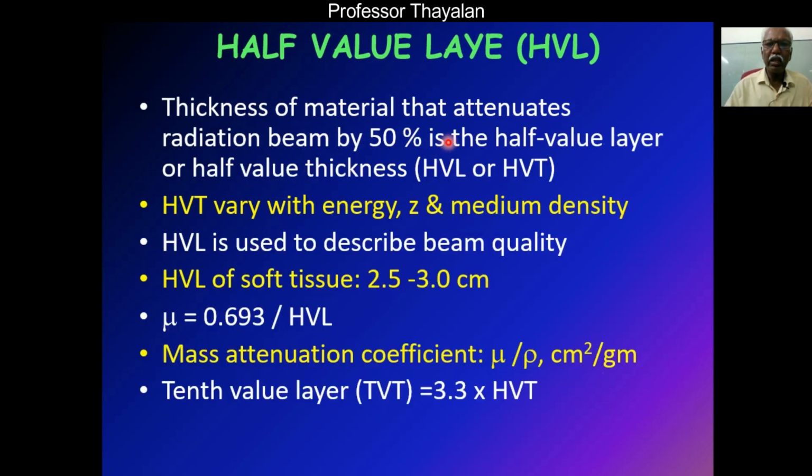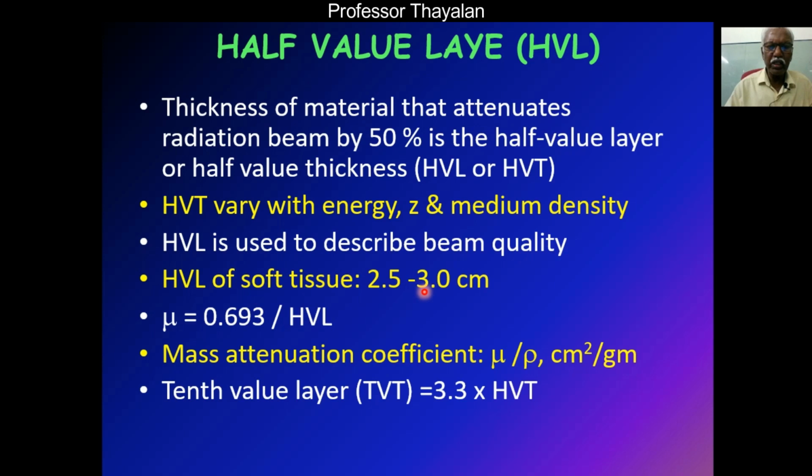Radiation quality is described by half-value layer. What is half-value layer? It is the thickness of the material that attenuates the radiation beam by 50%. That means, suppose the number of photons is 100, what thickness do we need to reduce the 100 to 50 in the path of the beam. So it depends upon the energy as well as the density, atomic number and medium density. The HVL is used to describe beam quality since the beam is heterogeneous in nature.